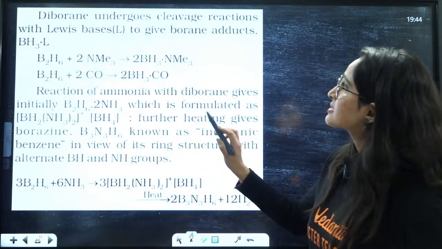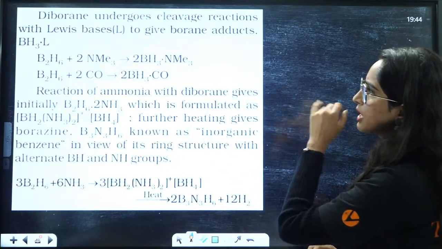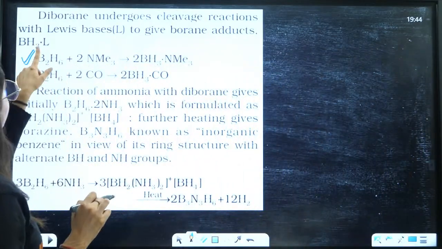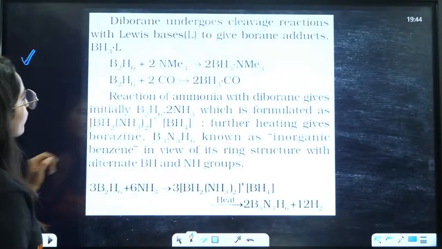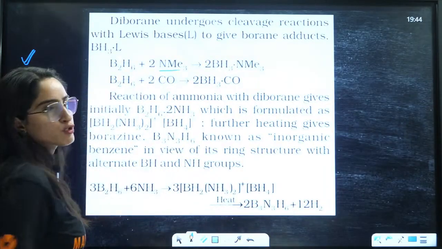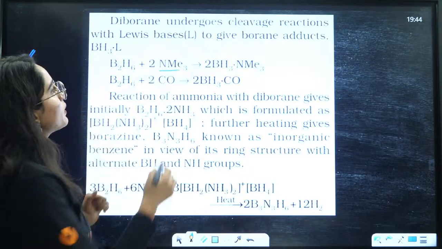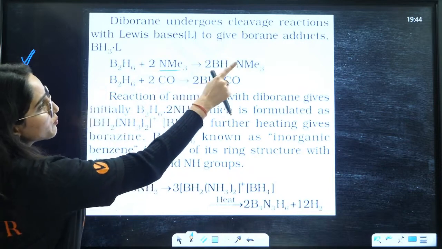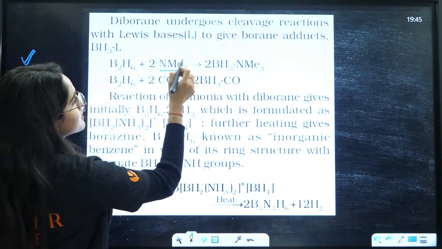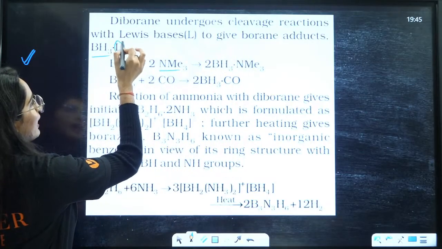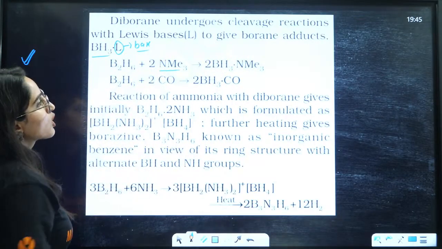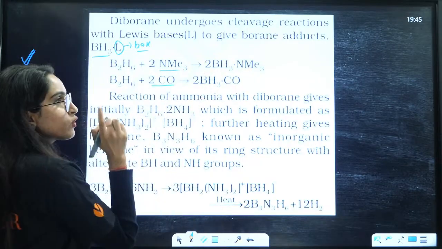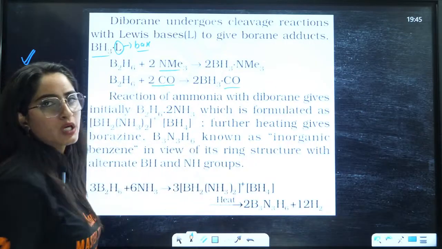Now, next thing is diborane undergoes cleavage reactions. This reaction is actually important for you. If you talk about diborane, it reacts with nitrogen Me thrice. Now this is a methyl group, right? It undergoes cleavage reaction with Lewis bases. These are the Lewis bases and gives borane adducts, right? These are the borane adducts, that is BH3·L. L is the base. So base is NMe3. So it will give you the adduct here. Here it is CO, carbon monoxide. So it will attach here and give you the adduct here.